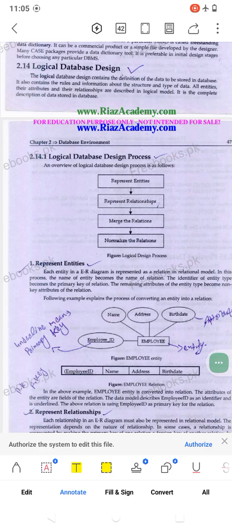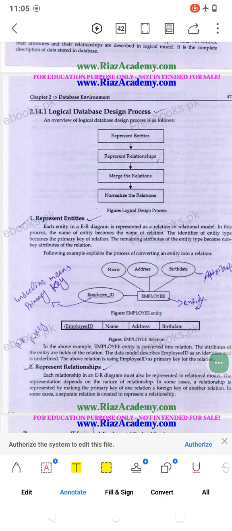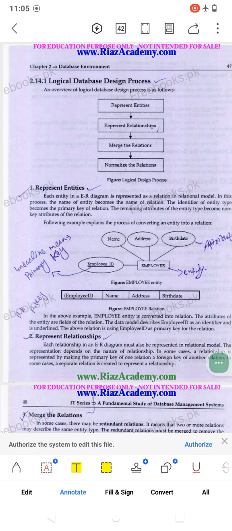Logical database design contains the definition of data to be stored in the database. It also contains the rules and information about the structure and type of the data. I have already explained what logical database design is: a blueprint of the schema or data structure of your database. In logical database design, we have steps or stages we have to follow, like you can see in the diagram, which easily shows the stages of logical database design.